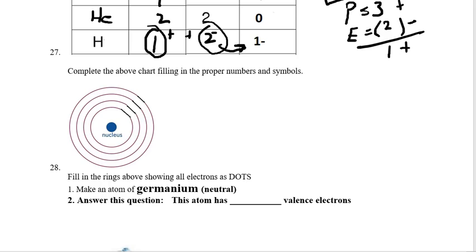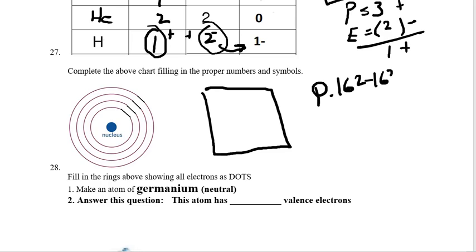Okay, so this is the one where you have to fill in the number of dots. If you look up in the periodic table on pages 162 and 163, you'll notice that this is germanium, Ge, and it has atomic number 32. Since we want to make this neutral, we need 32 total. It probably is going to say 2, 8, maybe 14, and that's going to have 4 valence electrons.